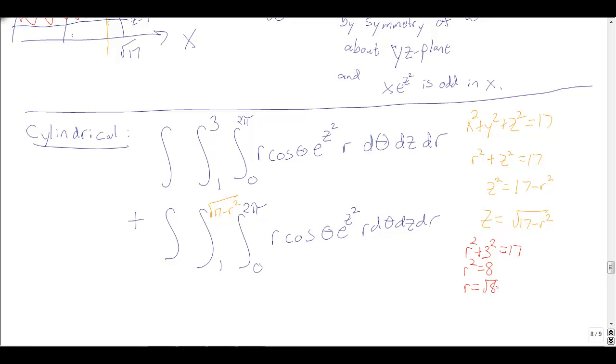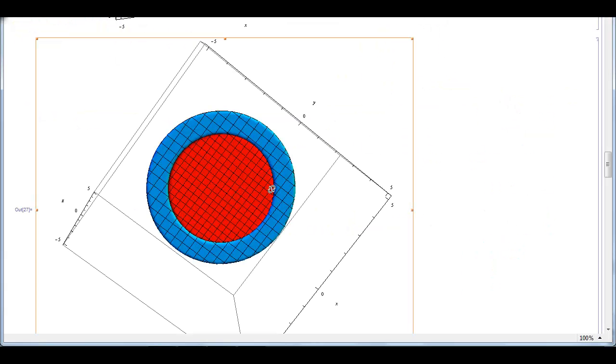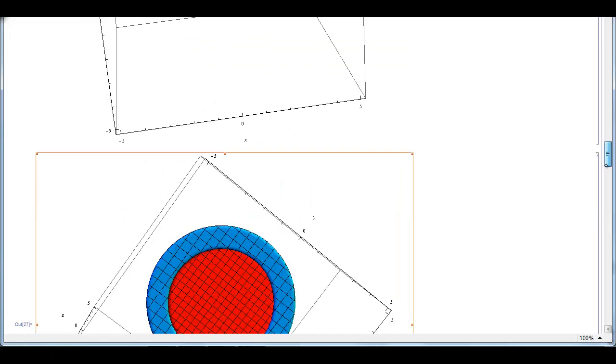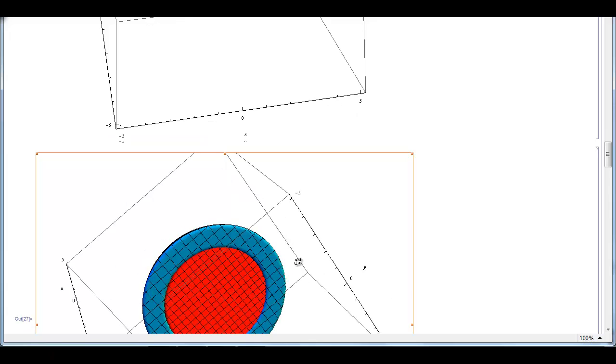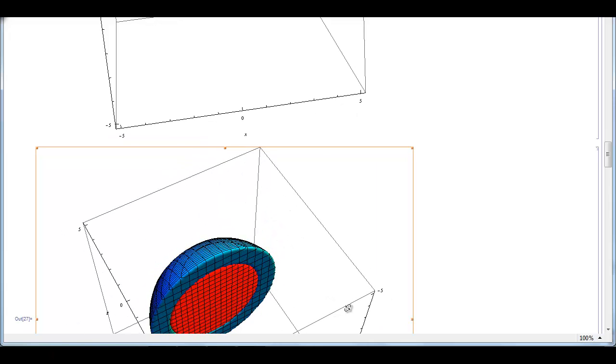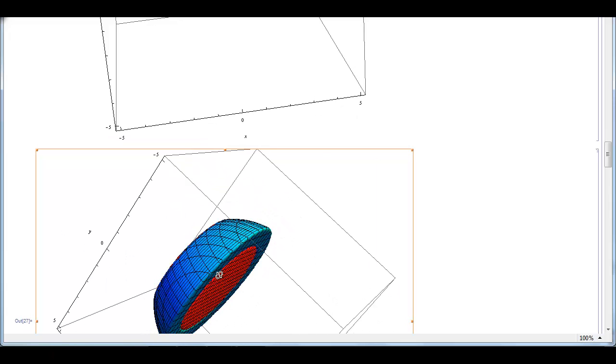So for the first one, we're going from 1 to 3, we can start r at 0, and we end up at the square root of 8. Now, the second integral starts at that same square root of 8, and it goes out to this outer ridge here. That outer ridge is the sphere. Let's see if we can rotate this down. Oops, there we go. So that outer ridge is the sphere when z equals 1.